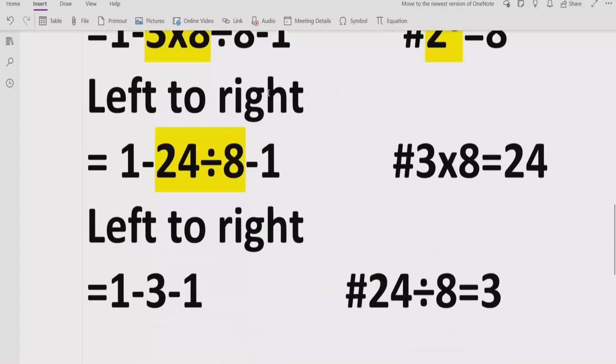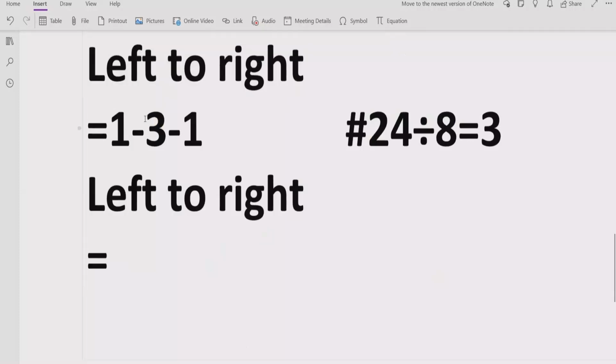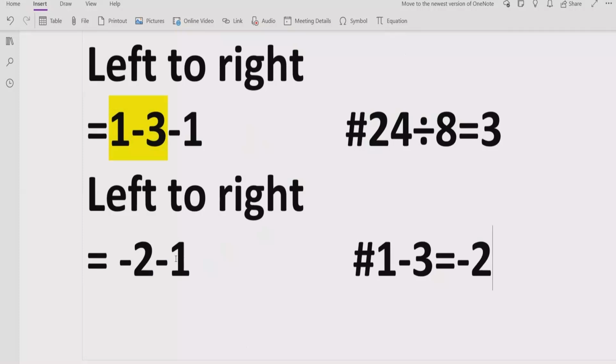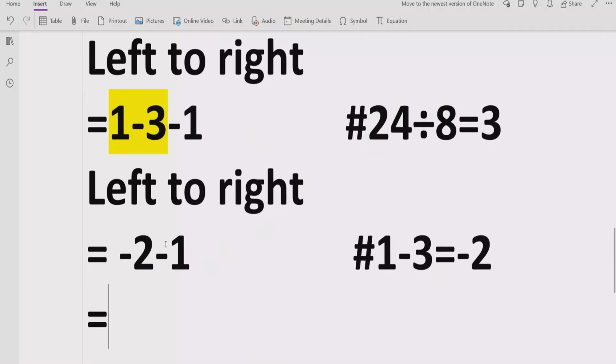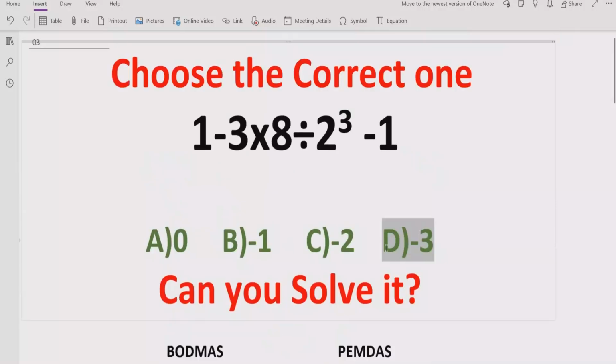Now move forward. We have to solve the addition and subtraction, or you can say subtraction and addition. So now we have to go again left to right and find out which is coming first. So now we have 1 minus 3, which is equal to minus 2, minus 1. And here we have to give the reference: 1 minus 3 equals minus 2. Now we have two terms which are subtracting each other. So we will subtract both of them and get the answer minus 3. So the answer of the given expression is minus 3. If you see the answer list, answer D is the correct answer of this expression.